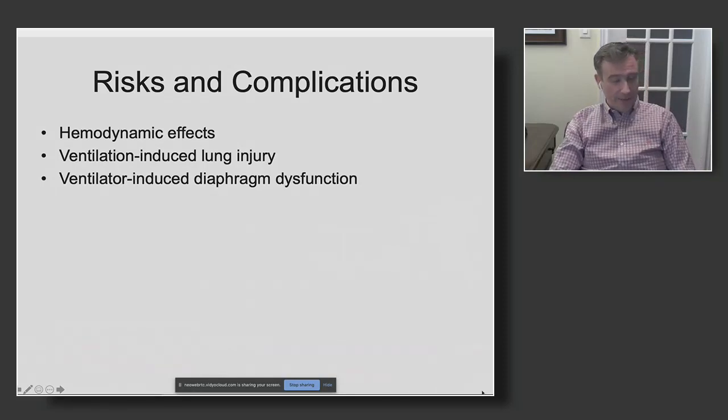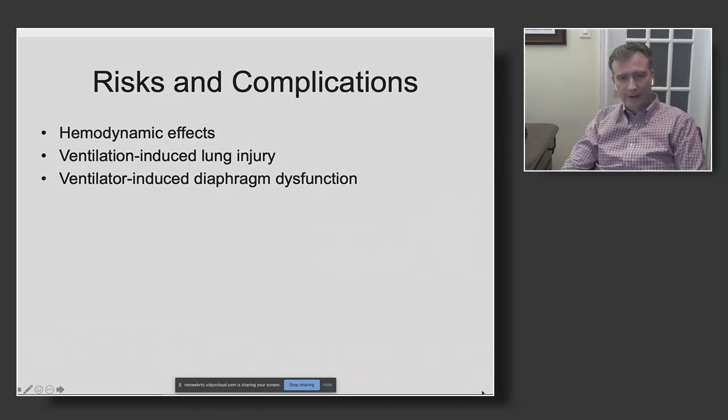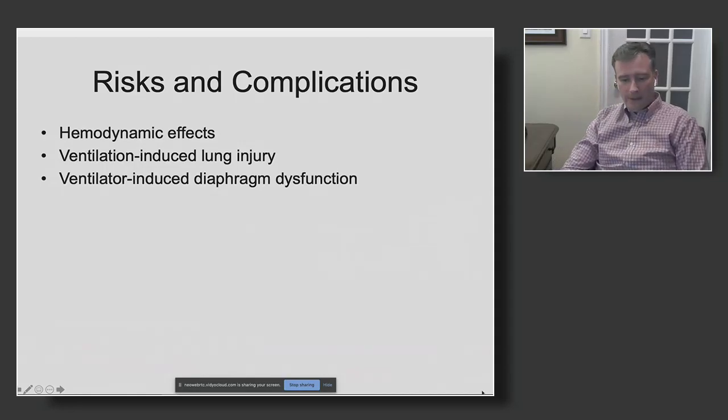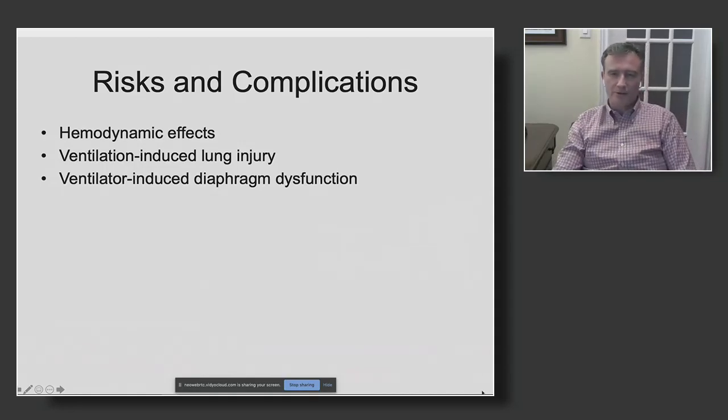First of all, the hemodynamic effects, and in particular, the effect on the right ventricle. Secondly, the potential to cause lung injury by the way that you're setting the ventilator. And then thirdly, the potential to injure the diaphragm by virtue of how the ventilator is being applied. So I'm just going to briefly overview these things over the next 15 to 20 minutes and hopefully give you a kind of framework for thinking about them at the bedside.